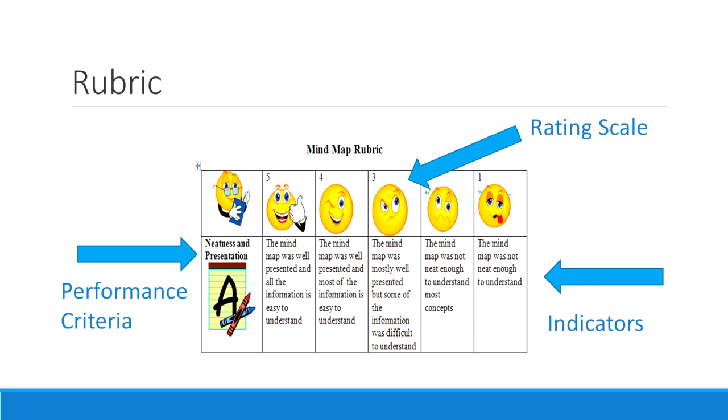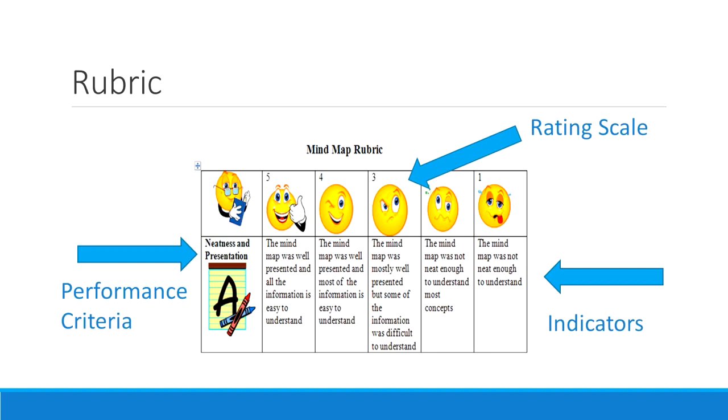The performance criteria, which is usually found on the left as far as neatness, presentation, opening paragraph, closing paragraph, body paragraphs. There's a rating scale, usually from, sometimes people do it in 3 categories. Sometimes people do it in 5 categories. That varies. And then your indicators. Your indicators should be very specific.